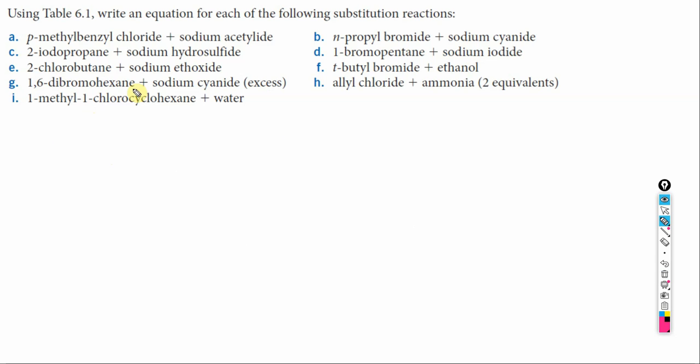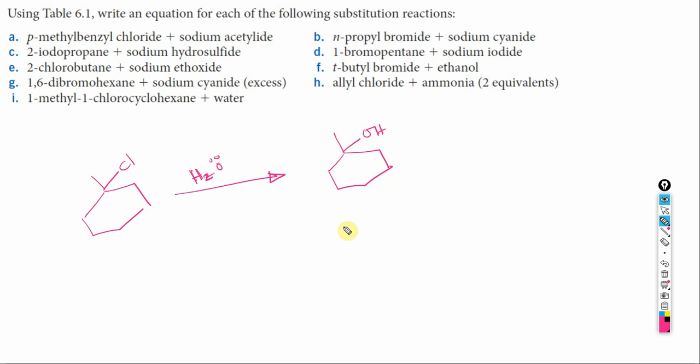And 1-methyl-1-chlorohexane reacting with water. So that is the substrate, and this is reacting with water. So water here is the nucleophile, and this is a neutral nucleophile, remember, therefore you're going to have an OH, not an OH2. That is not the right answer. And so one of the hydrogens is going to be kicked out as H+, and you'll be getting HCl as the byproduct of this reaction.